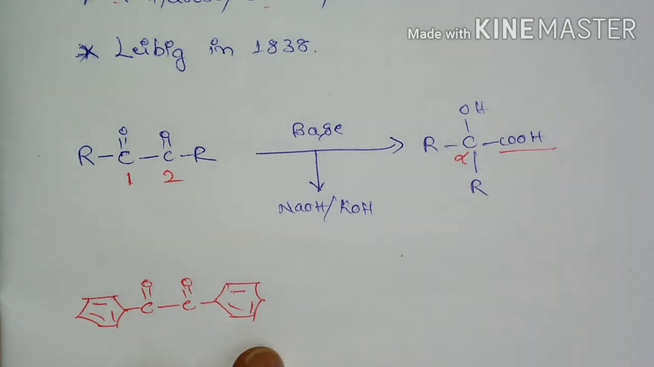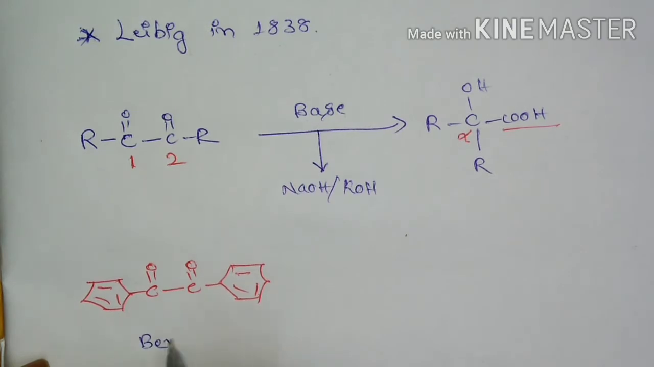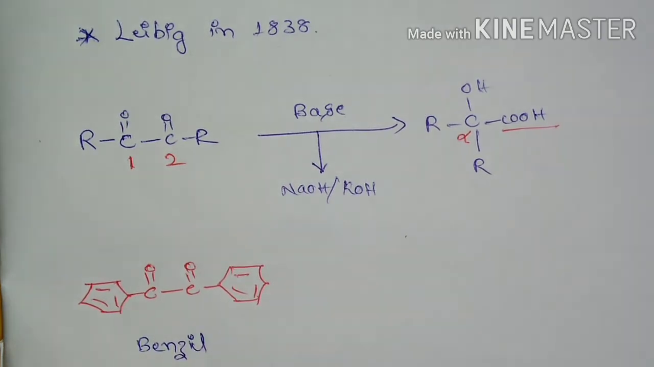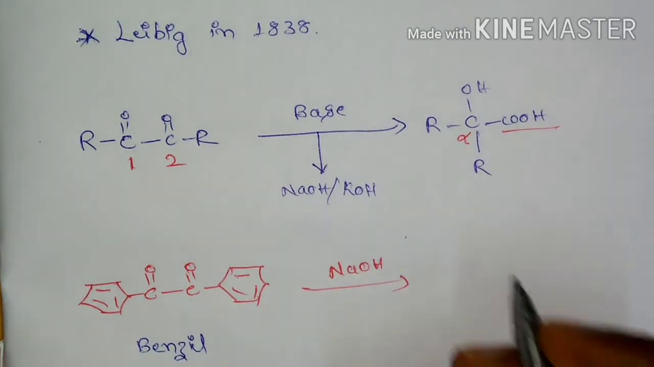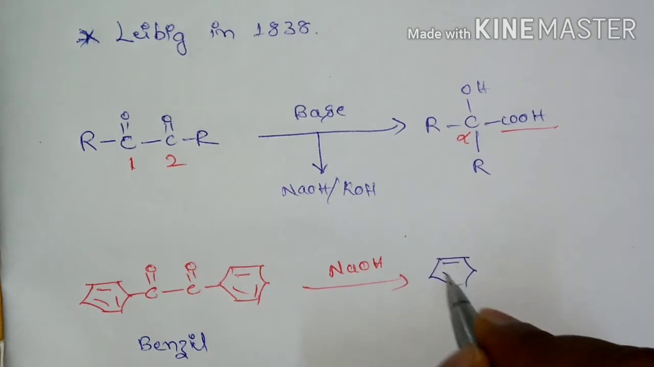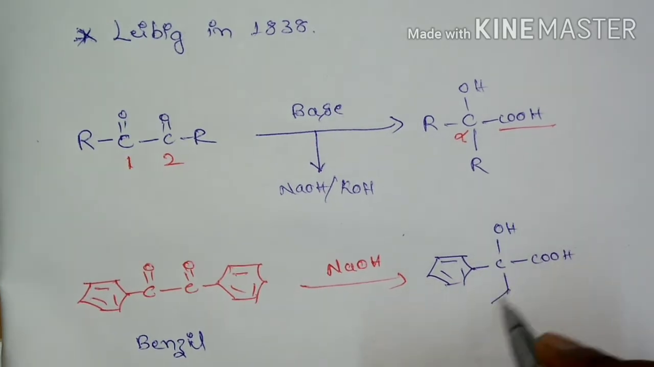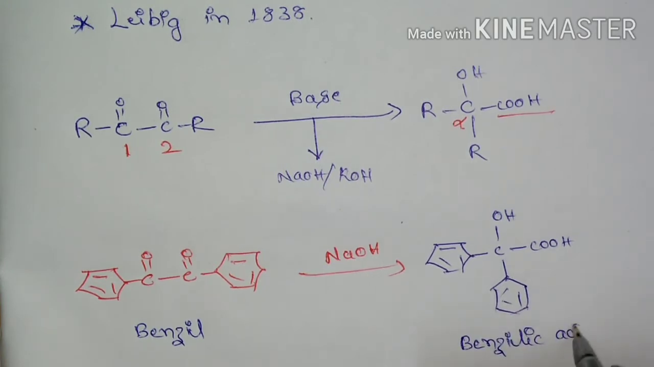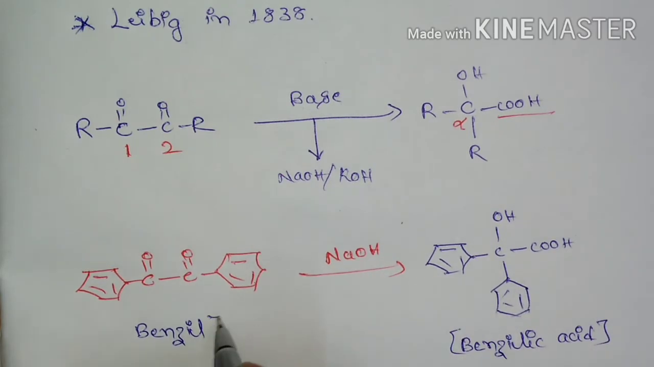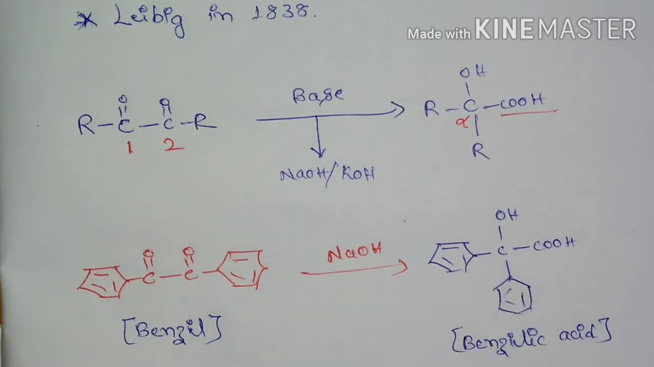So if our R group is a phenyl ring, then it is called benzil. Upon treatment with sodium hydroxide, it is going to form what is known as benzilic acid. So this is benzilic acid. So this is the benzil to benzilic acid rearrangement.